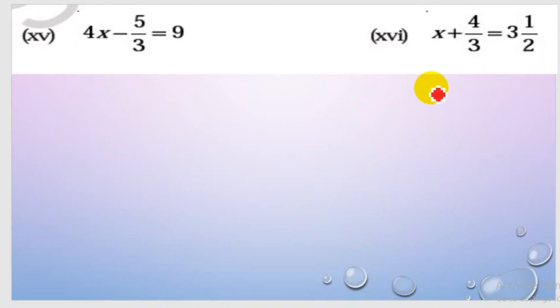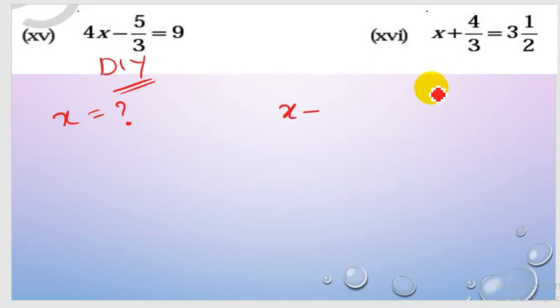Next, 4x minus 5 by 3 is equal to 9. So please try this problem by yourself and I will be explaining this particular question. Okay, here also what we are going to do, we need to find out the value of x. Okay, now question number 16.